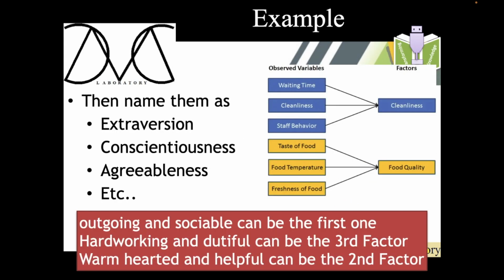For example, outgoing and sociable can be correlated with extraversion. Hardworking and dutiful can be related with agreeableness, and warm-hearted and helpful can be related with conscientiousness. And we can rename these factor 1, factor 2, factor 3 as extraversion, conscientiousness and agreeableness, or you can give ABC, XYZ, MNO, or whatever you like. Okay, but better to give some meaningful name. Now what next?